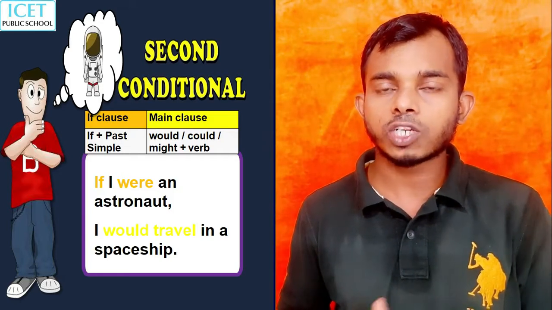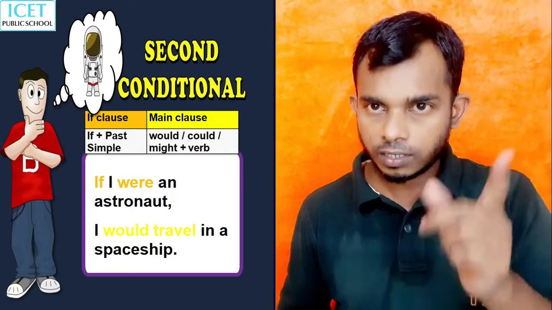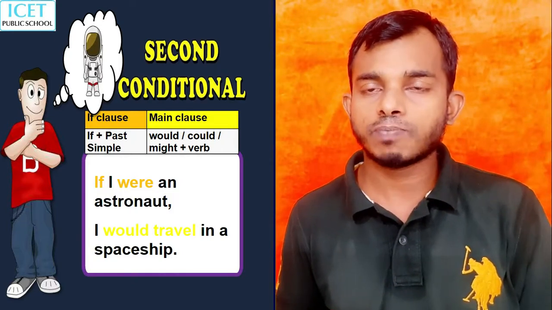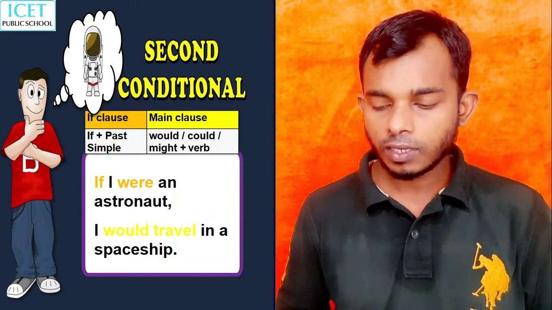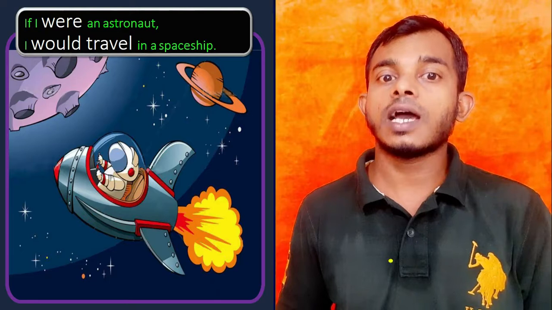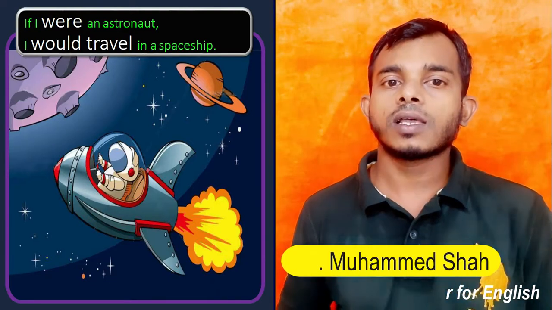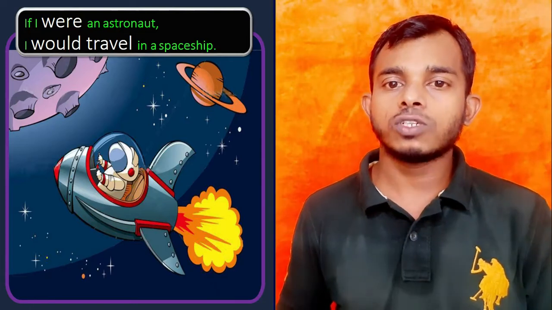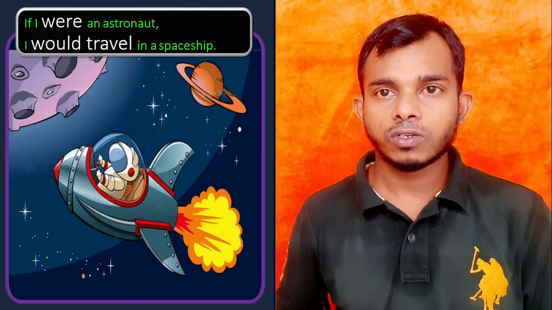Now, I will travel is wrong. I would definitely should come. If it is I will, the sentence is wrong. I would travel in a spaceship. I hope you can understand it. Another example: If I were an astronaut, I would travel in a spaceship. Got it?